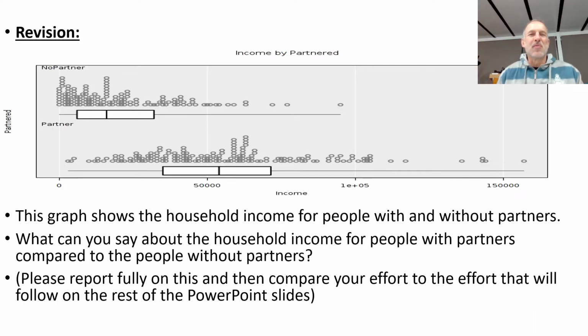People, every now and then we will jump back and do a little bit of revision of old stuff. The graph that you see over here shows the household income for people with partners, the bottom one, and without partners, the top one, as two different box plots and dot plots. So what can you say about the household income for people with partners compared to the people without partners? Please, people, report fully on this and then compare your effort to the effort that will follow on the rest of the PowerPoint slides.